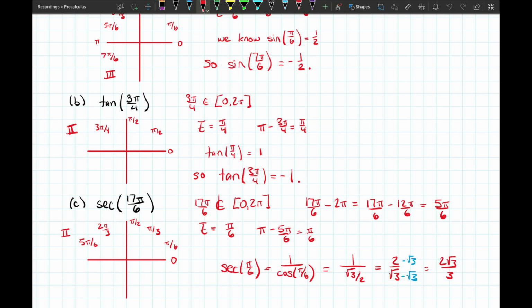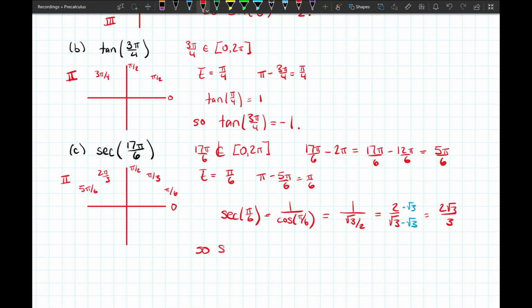Now, let's just think, in quadrant 2, what was positive again? Well, so it might be easiest to remember that sine is positive there. And if sine is positive, then of course cosecant is, because it's just a reciprocal. But if sine and cosecant are the only ones that are positive, then cosine and tangent are negative. If they're negative, so are secant and cotangent. We have secant here, so this must be negative. Secant of 5 pi over 6 is equal to negative 2 root 3 over 3.